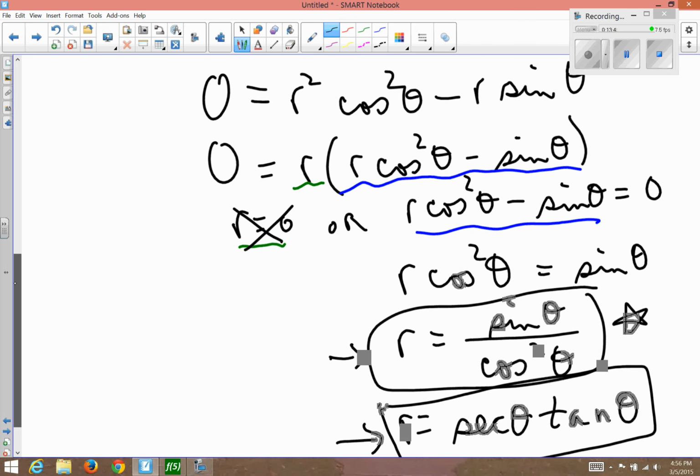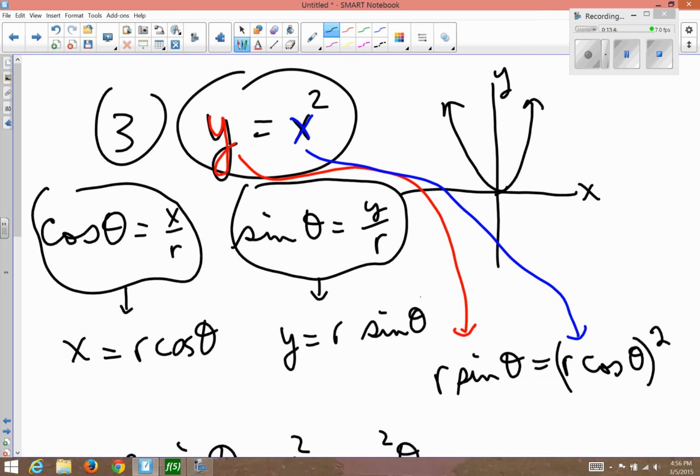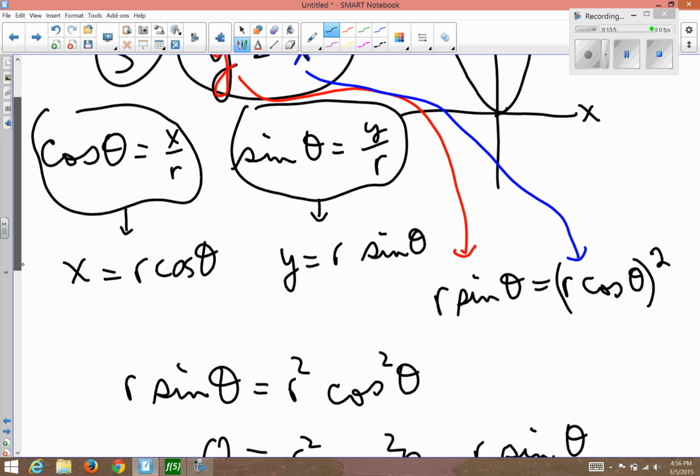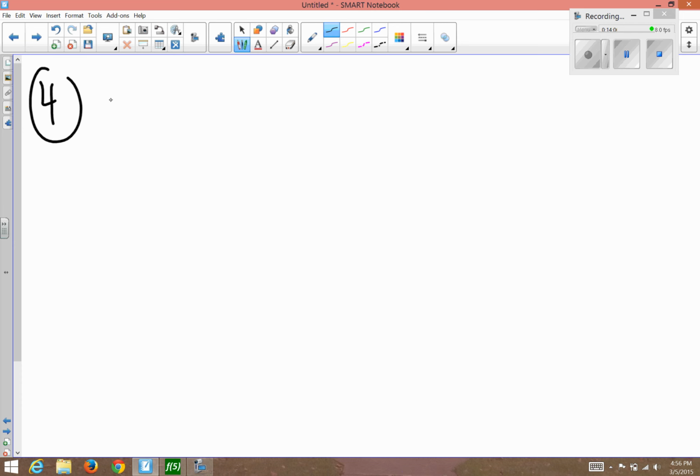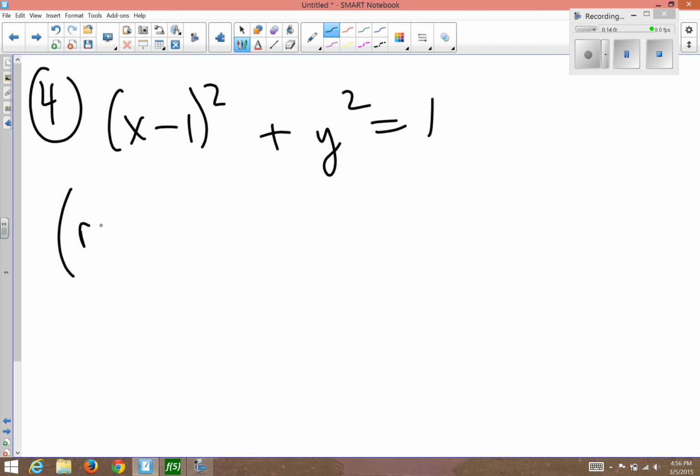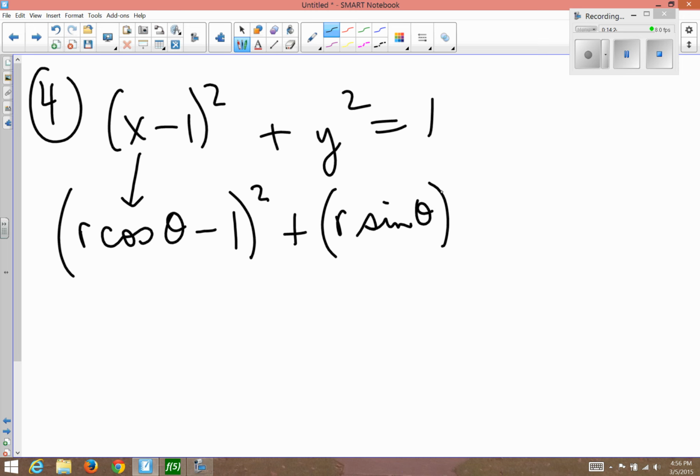So r equals a function of theta is the polar form of this, where y equals a function of x. The graph of this would be the same parabola that's up here. So example 4. x minus 1 squared plus y squared equals 1. We're going to get the polar form by replacing x with r cosine theta, copy, copy, copy. Replace y with r sine theta. And copy the exponent and equals 1.